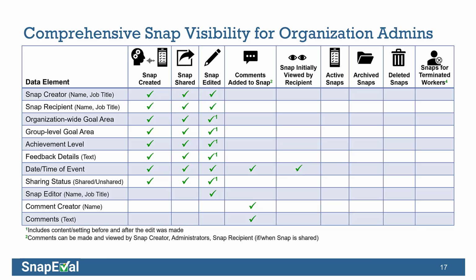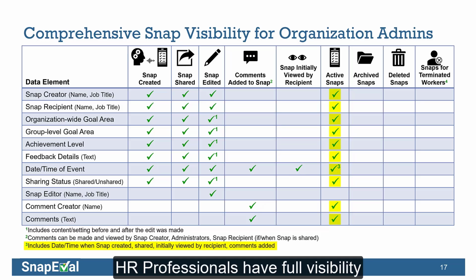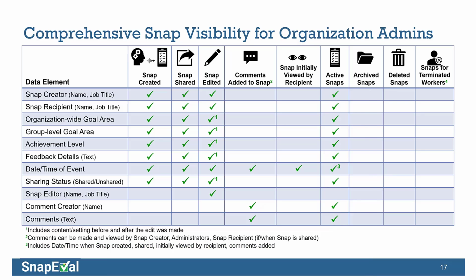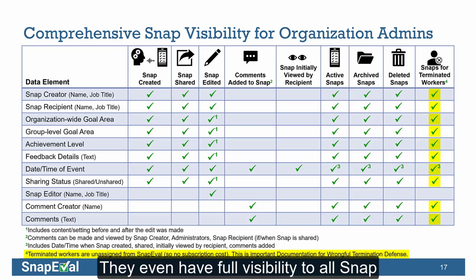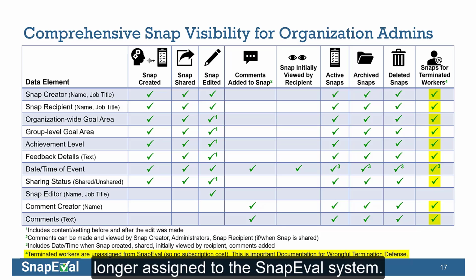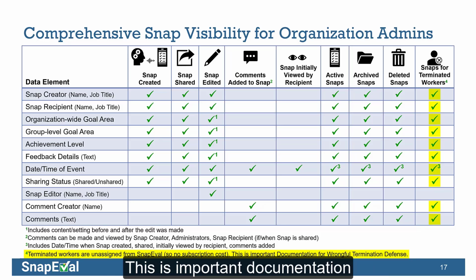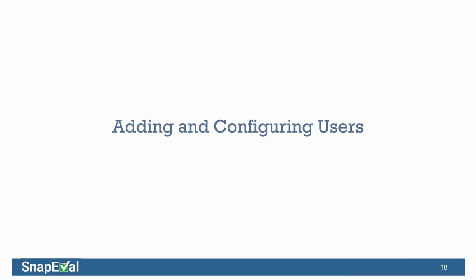This is important evidence that an employee has seen the feedback that they've been given and is especially critical for developmental feedback. HR professionals have full visibility to all snap data for all active snaps, archived snaps, and deleted snaps. They even have full visibility to all snap data for terminated workers who are no longer assigned to the SnapEval system. This is important documentation for a wrongful termination defense.